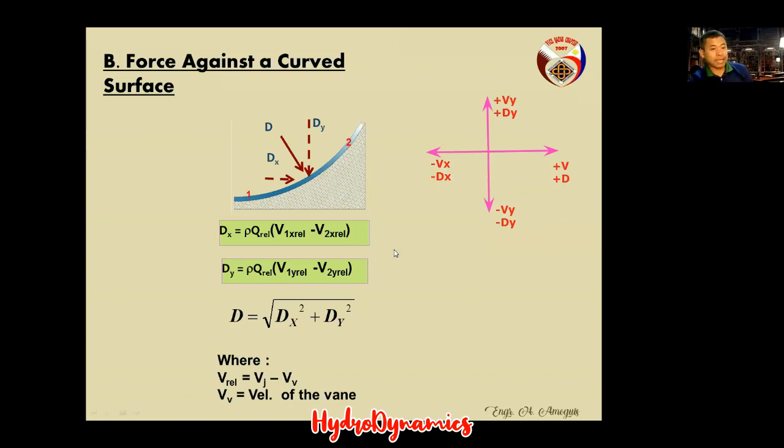Now, etong nakalagay dito na minus, fixed na yan, kasi relative ang pinag-usapan natin. So minus whatever the sign of V1x, V2x, V1y, V2y. So dapat sundin mo siya. But itong sa gitna na minus, dapat naka-fix na yan. Alright? So try natin sa problem. May work done din, work done ng moving vanes kung vanes yan.